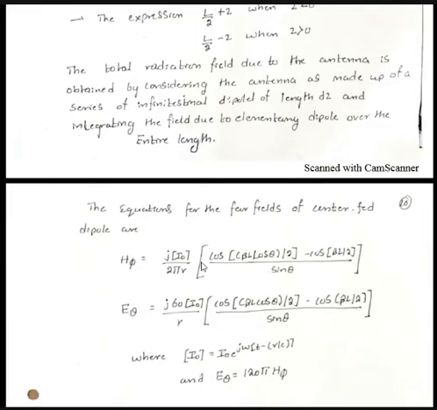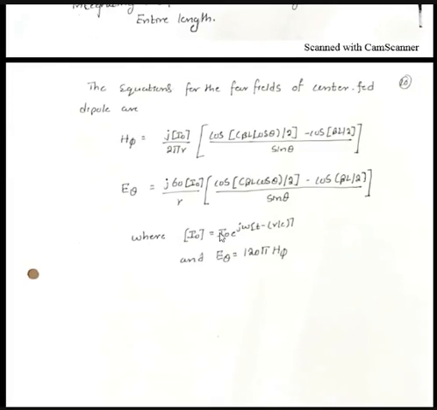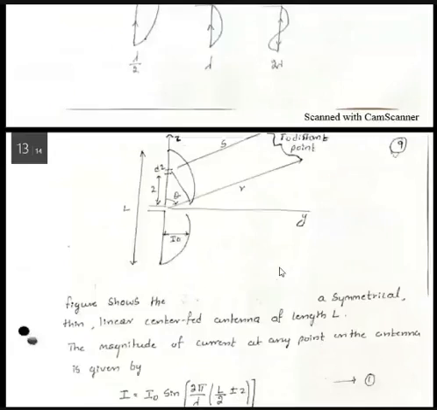in square brackets I naught, the retarded current, divided by 2 pi R, with the cos terms in the numerator and the sine term in the denominator. Similarly, E theta we can take as 60 into the retarded current divided by R, with the cos and sine terms. So I naught you can replace with this term, and E theta is 120 pi times H phi. This is how we can explain the thin linear antenna.